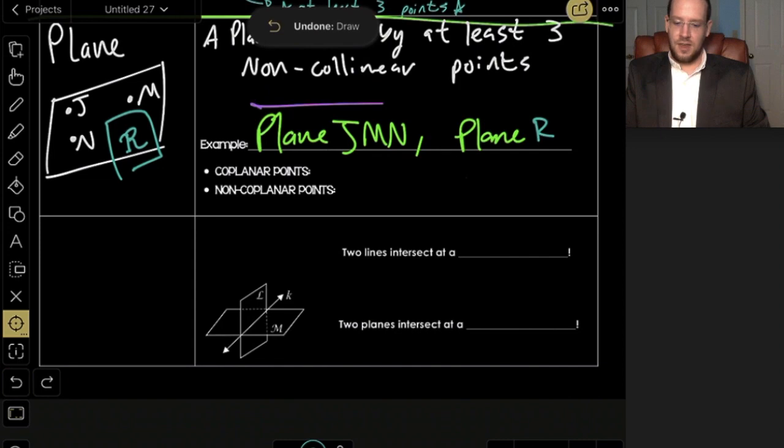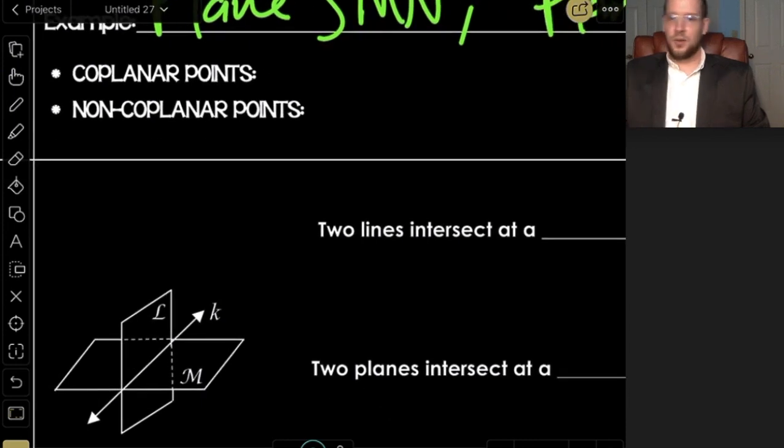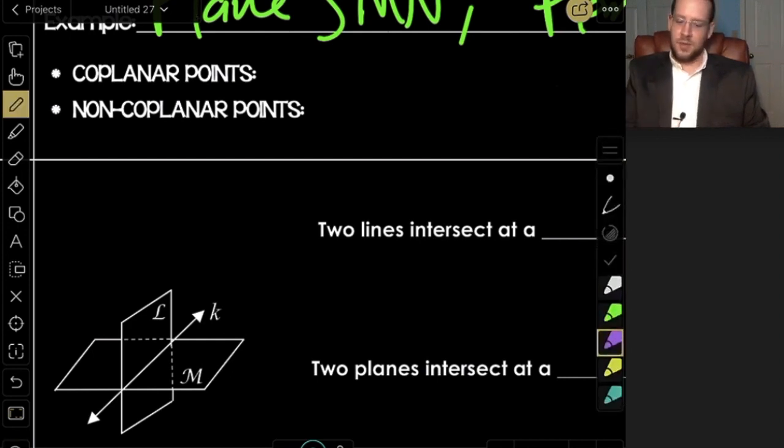I won't even get into it. I'm not even going to confuse you all. But just don't do that. Write the word plane. If it says what plane is it, write the word plane and the letter or the 3 letters, the 3 points. That's it. Coplanar, right? Coplanar. These are on the same plane.